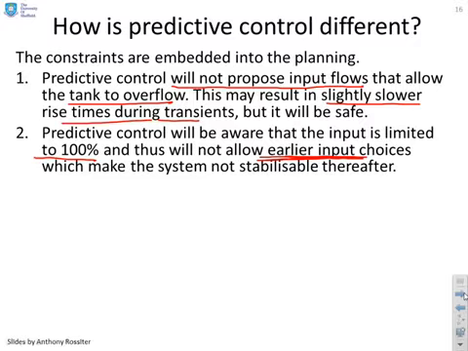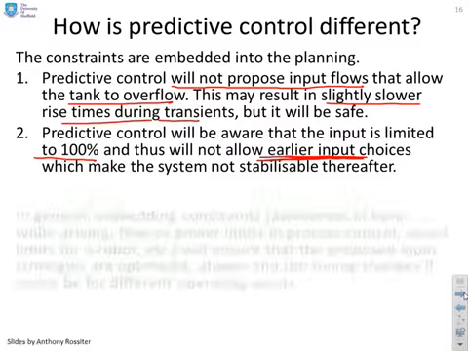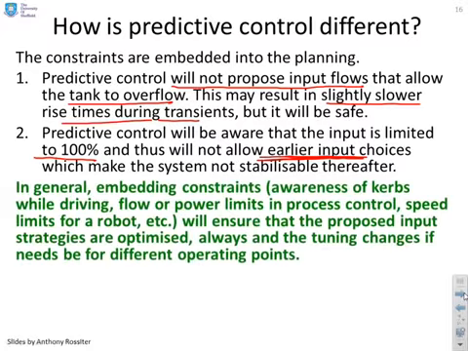They will basically say, I can never go beyond 100%, so if that means that the current input needs to be slower or smaller, then so be it. So in general, if you embed constraints into the problem at the outset, and with cars it could be an awareness of where the curbs are, it could be flow or power limits in process control, speed limits for robots and so on, then you will ensure that the actual input strategies you design are optimal.